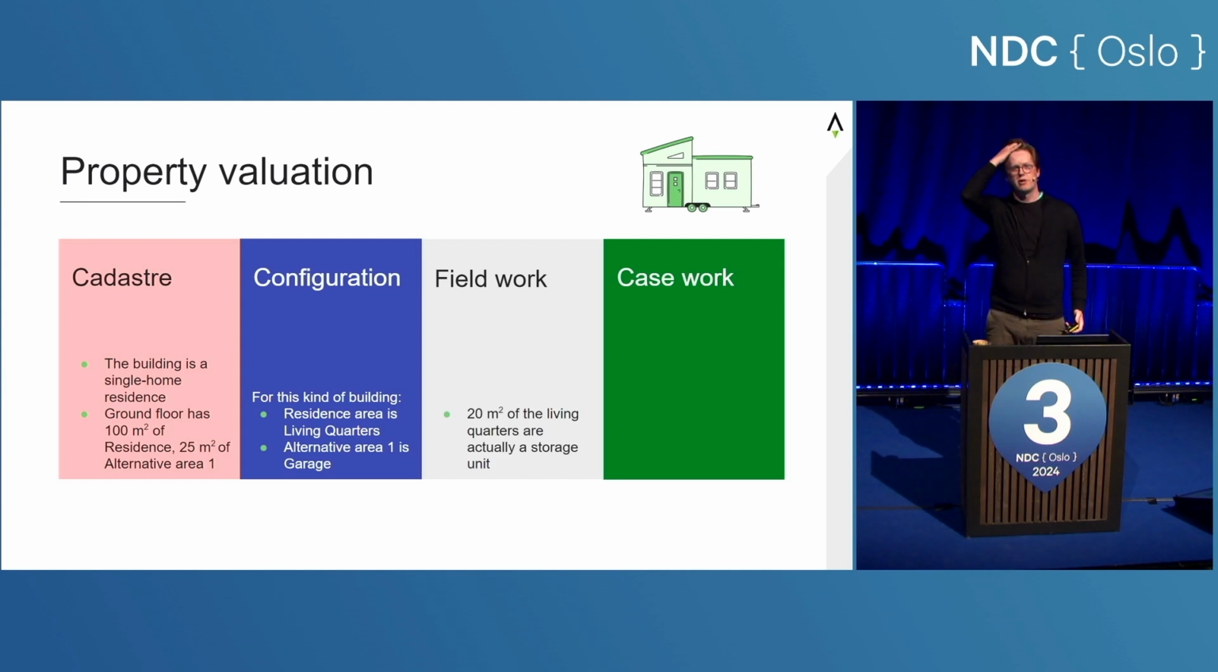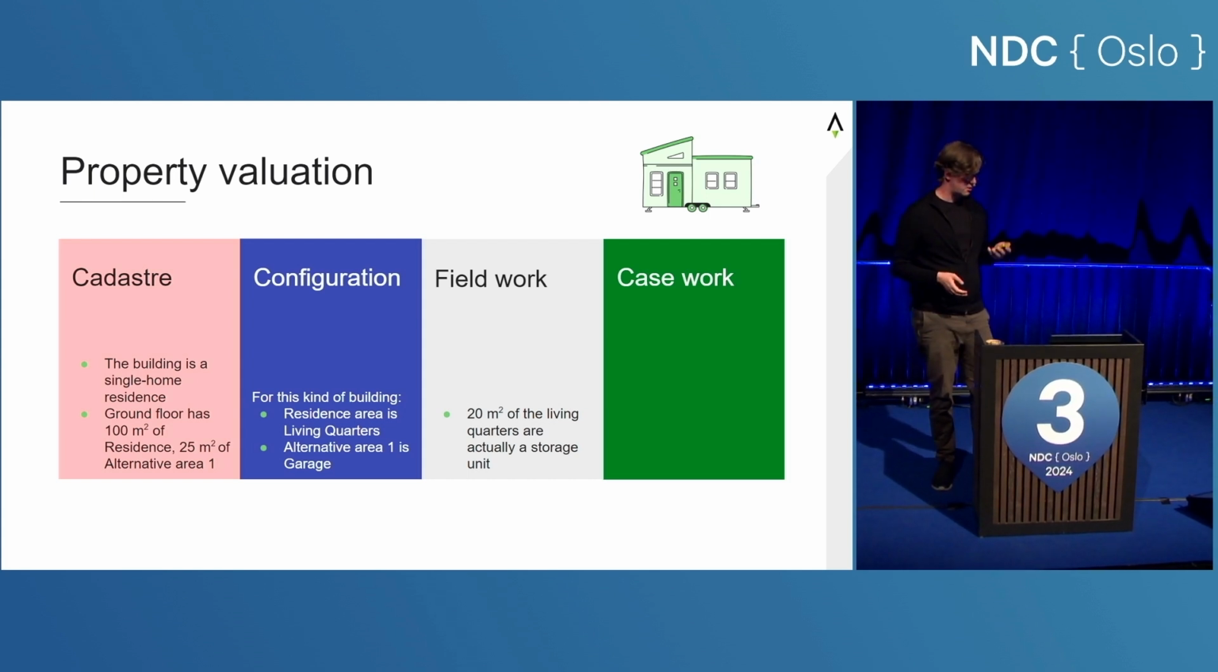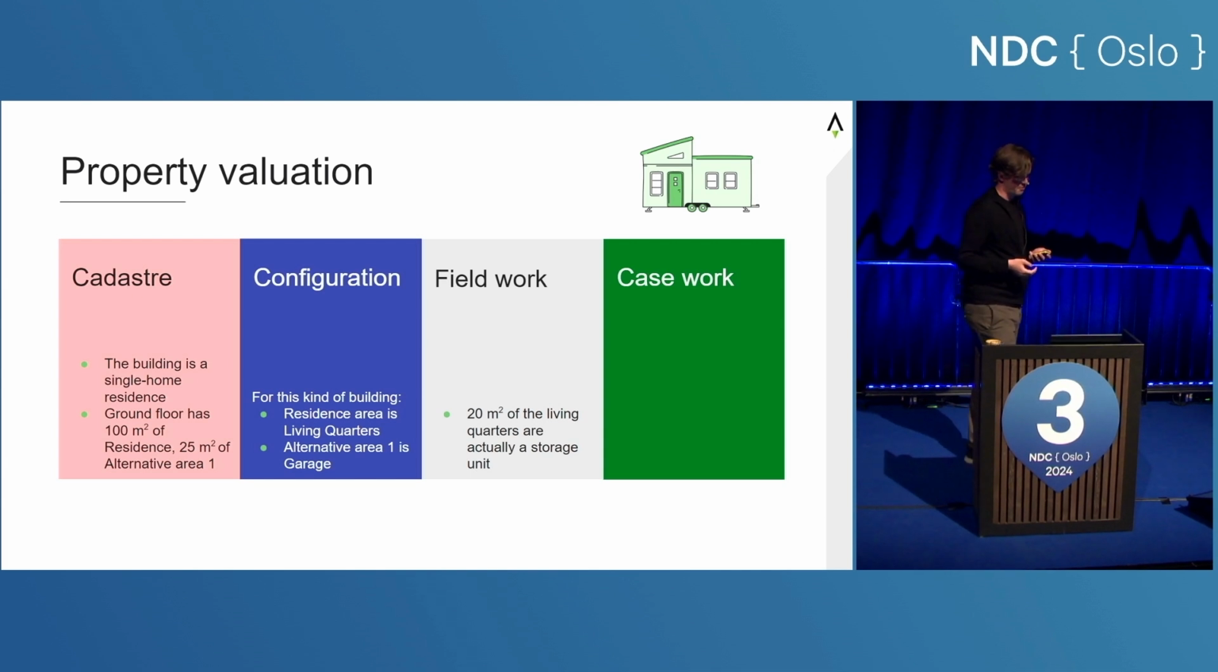But when the field worker shows up at the property, they might see that it has a nice view or it's close to a congested highway, so they adjust the value up and down. But they also find that 20 square meters is actually a storage unit and not living quarters. So they detail the data further.